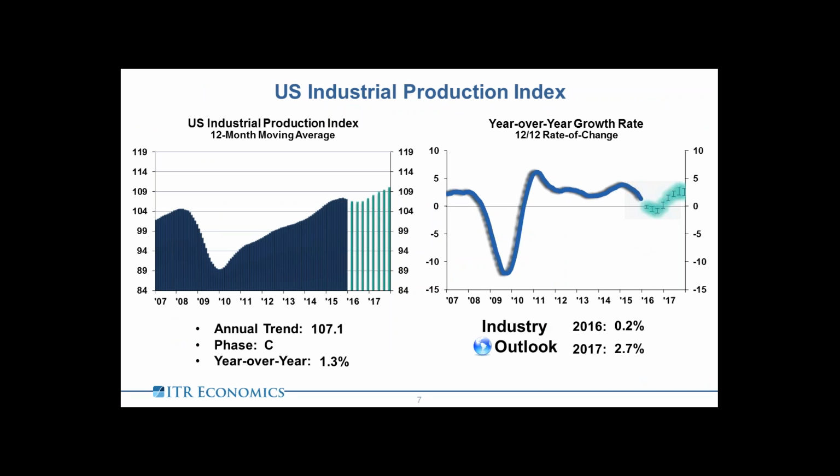So when we look at U.S. industrial production, we can tell a couple of things. By looking at the chart on the left-hand side, we can see that industrial production is in fact growing. It's not only growing, but it's significantly above the pre-recession levels of 2008-2009. We are currently 1.3% above the year-ago level, but the U.S. Industrial Production Index is in phase C, representative of decelerating growth.